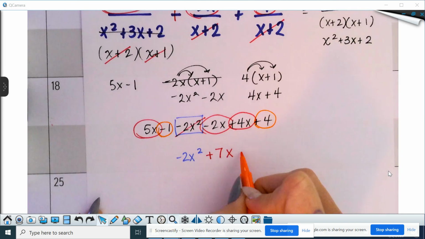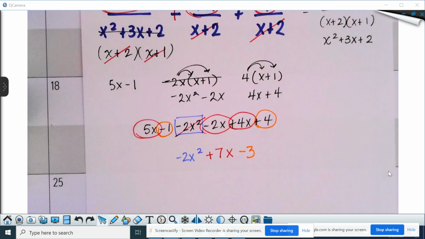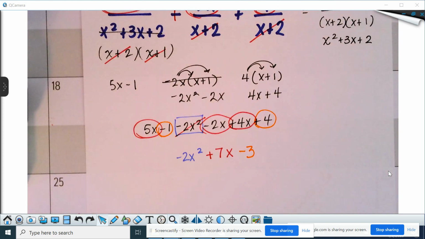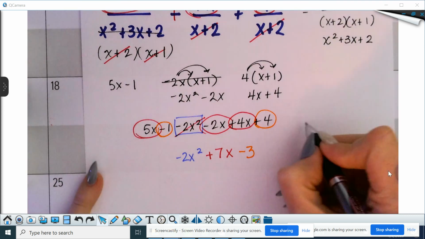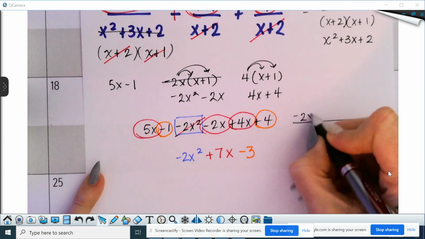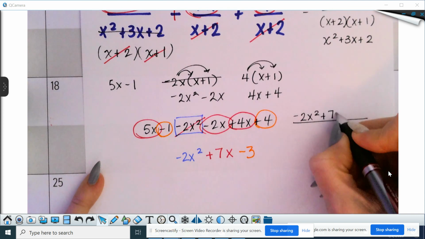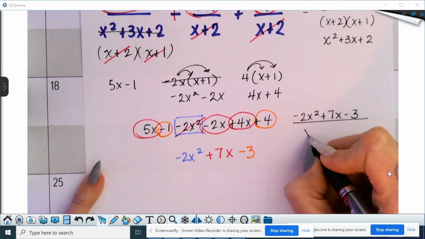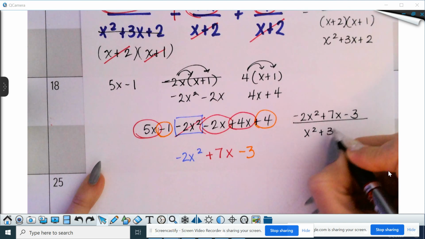And then last but not least, you have your constants of that negative 1, positive 4, so it's going to be negative 3. Again, I would check for a GCF just in case. You might be able to cross something out, like if there was a whole number hanging out at the bottom or something of that nature. But in this case, there's not one, so our final answer is going to be negative 2x squared plus 7x minus 3, over x squared plus 3x plus 2 on the bottom.